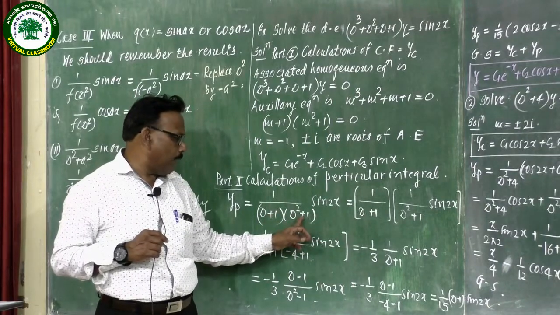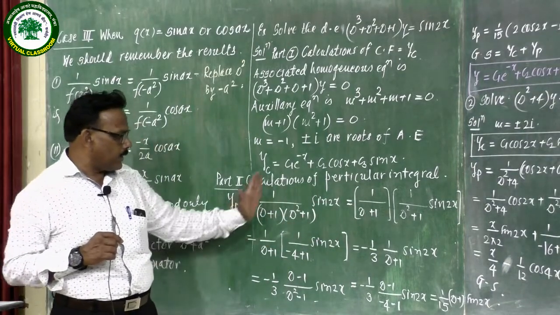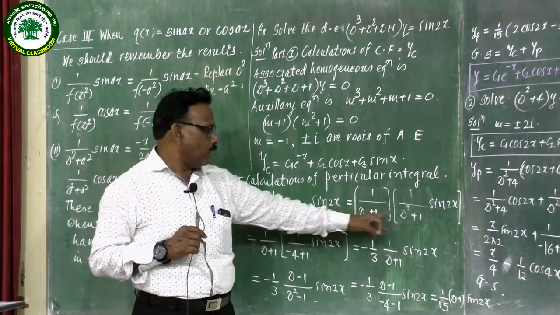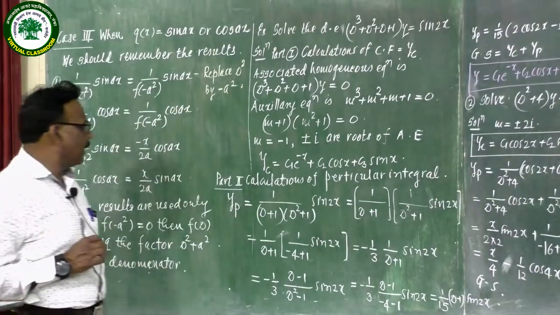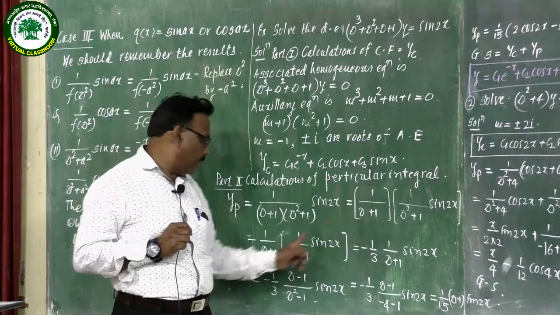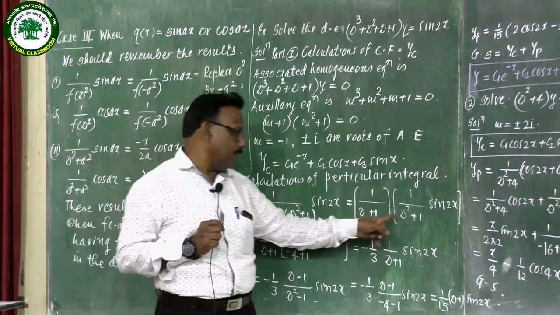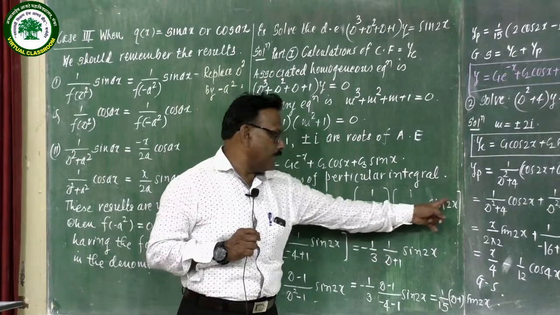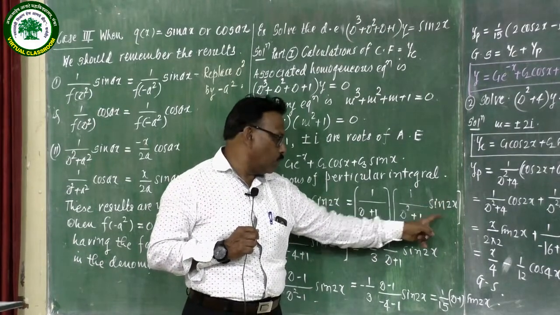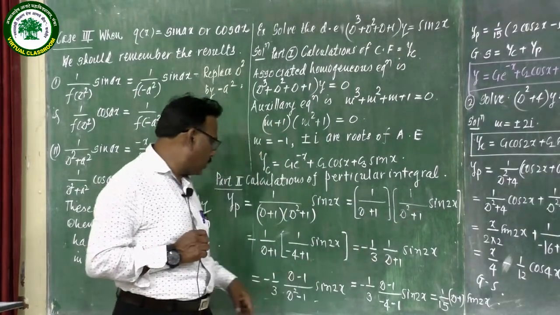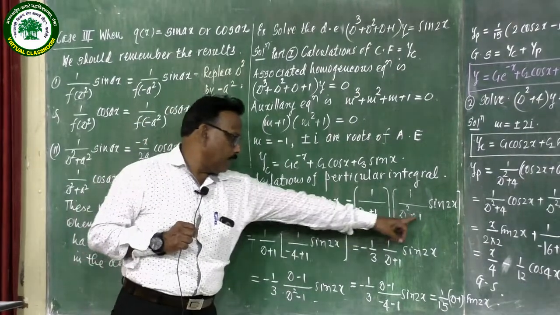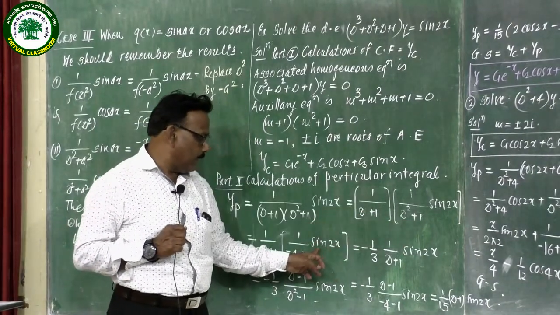This factorization is done this way. Take the D plus 1 factor separately and operate 1 upon D square plus 1 on sin 2x. What will happen here? We have seen that we replace D square by minus a square. 1 upon D plus 1 remains as it is, and D square is replaced by minus a square. a is equal to 2 here. Then minus 2 square is minus 4, plus 1 remaining as it is, sin 2x remaining as it is.